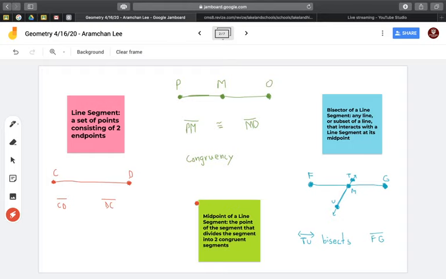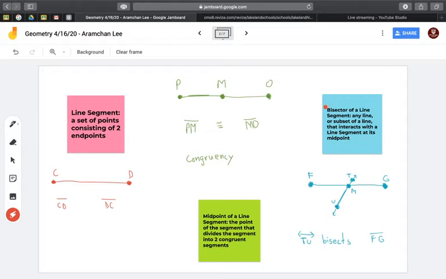We also learned about a midpoint of a line segment, which is the point of the segment that divides the segment into two congruent segments. So what that means is if we have segment PO and point M is the midpoint, then segment PM and segment MO are congruent. And if you remember, congruency means that they're equal in length. So segment PM and segment MO are equal in length.